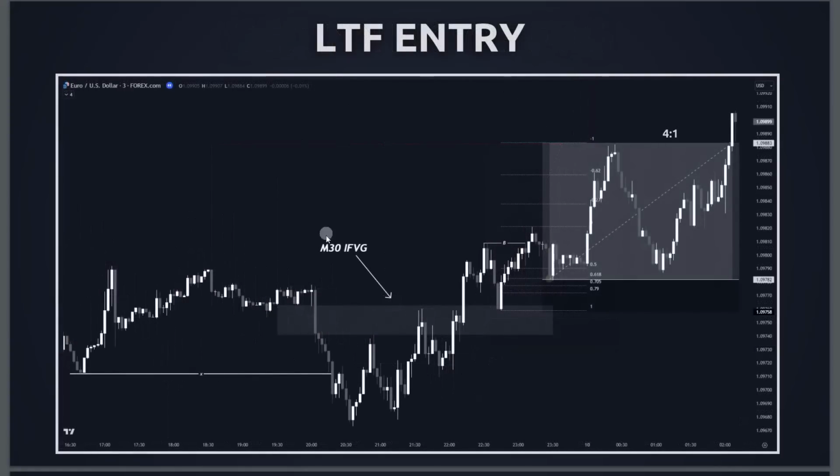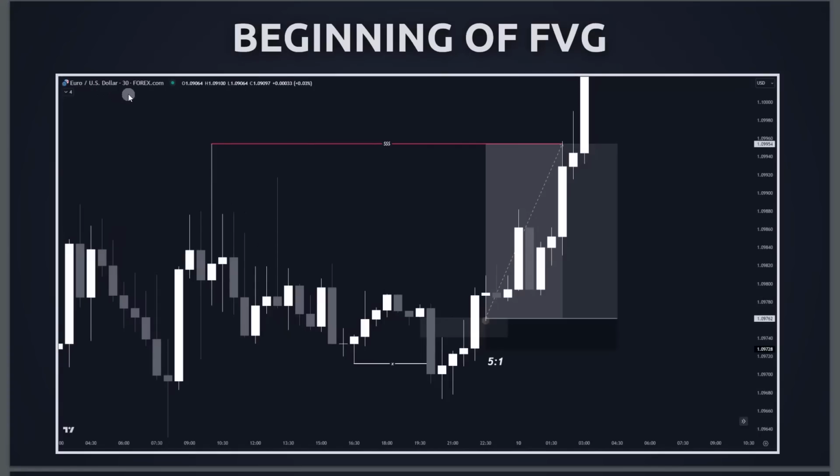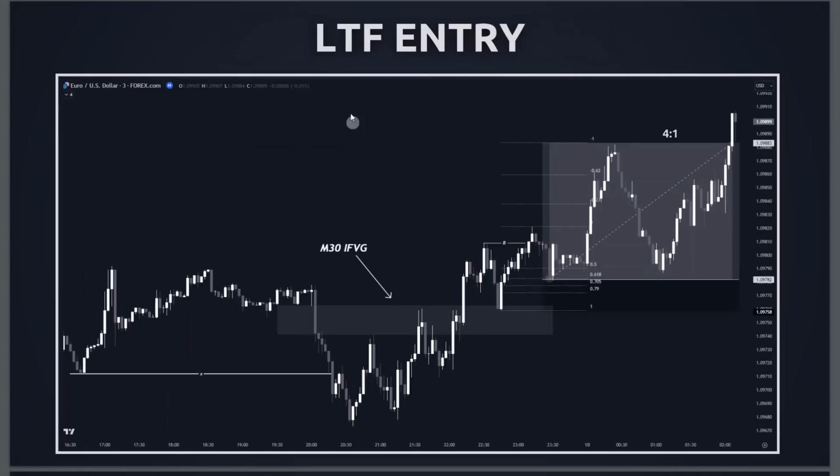In this example, the same way we went over this, this was a 30-minute. This was a direct entry from the beginning of a fair value gap on the same time frame. We had the inverse fair value gap on the 30-minute, and we entered on the 30-minute. The same example here, I'm going to use a lower time frame entry. And if I go here, this is the lower time frame entry approach.